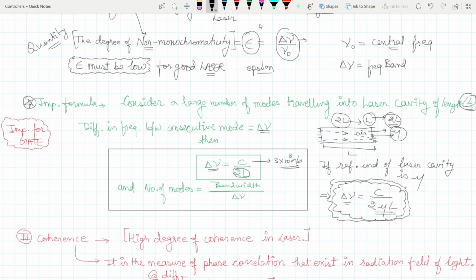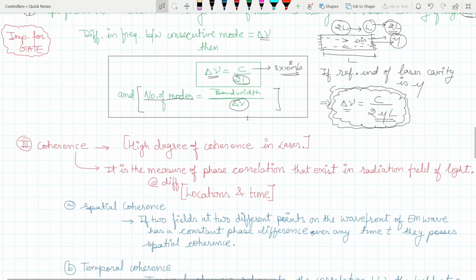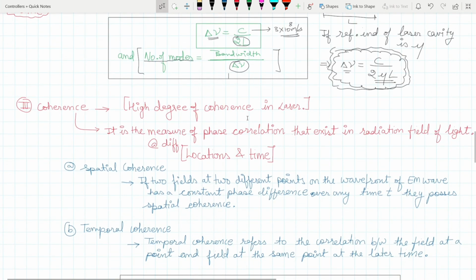The next formula is the number of modes, meaning how many modes can travel through this cavity. It equals the bandwidth divided by delta nu. These are the parameters which will be given in the questions, and you have to find whichever parameter is unknown using these formulas. You can use these notes, remember them, and directly solve the questions.